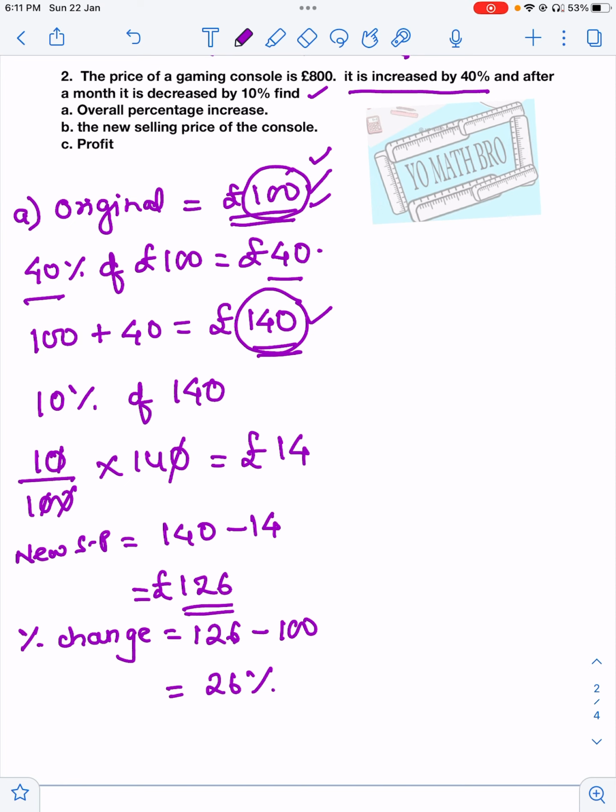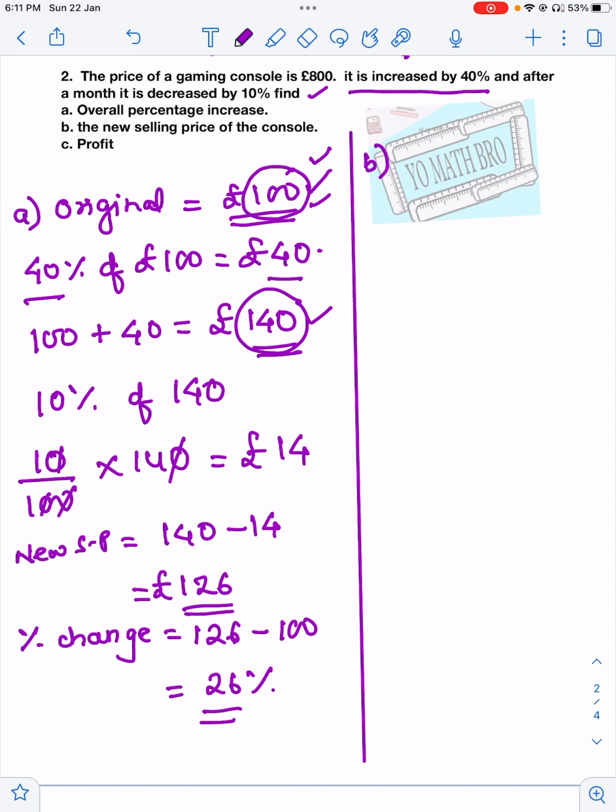That's the reason you don't get 30% overall. The percentage change is 26. So now when you don't have space, always divide the paper into two parts by drawing a straight line and utilizing the portion properly. The B part is now my new selling price of the console.